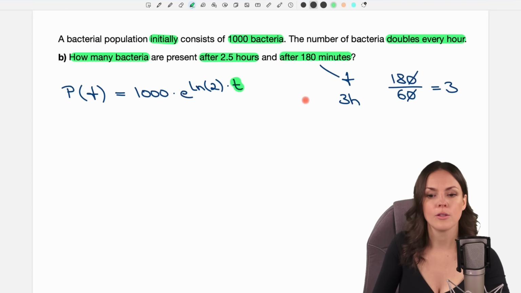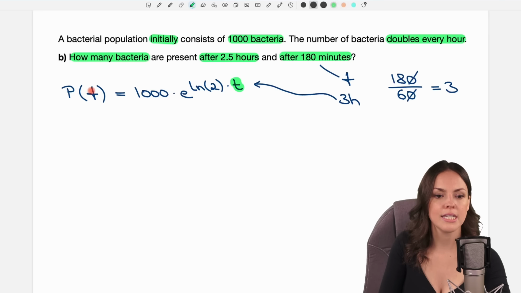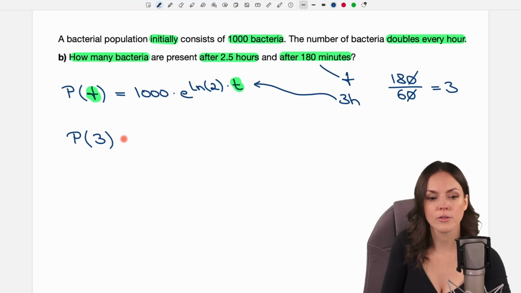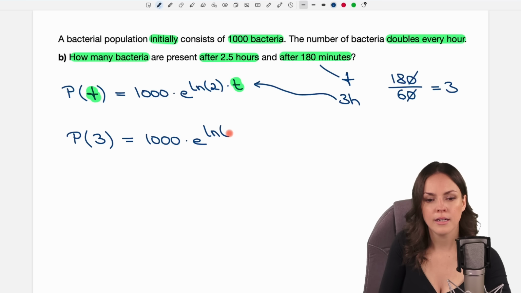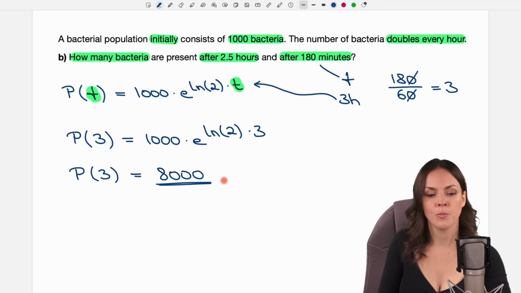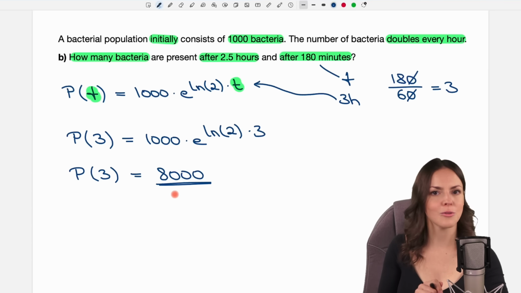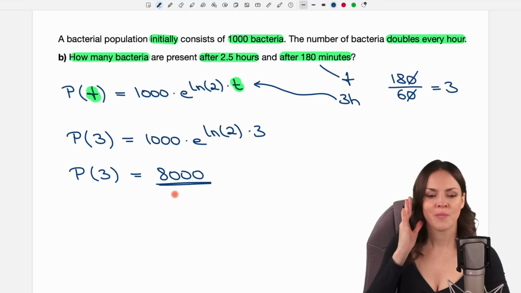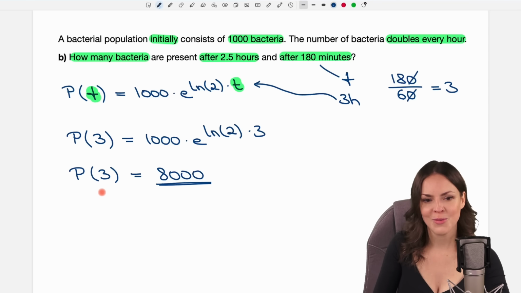And we can insert the 3 then into our t here and here. So this time we have p of 3. After 3 hours, we insert the t in here. So the 3 goes into our t. We put everything in our calculator, and this time we get a result of 8,000. So this time we don't have to think about is it 8,000 or 8,001. It is just 8,000 bacteria in our population after 3 hours.